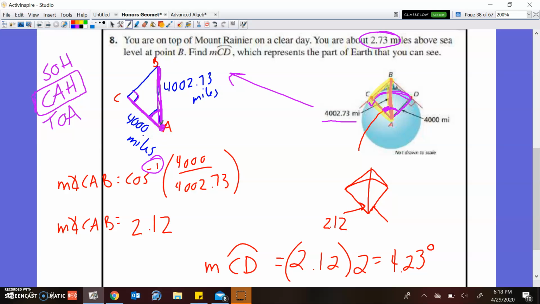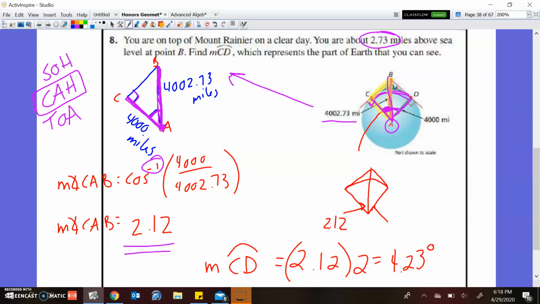Now the reason I use 3 letters is because it's only half of that, like A could be that whole thing, so we want to use 3 letters. So it's angle CAB, and that's what we're finding here. So we calculate that out. I get the measure of angle CAB is 2.12.